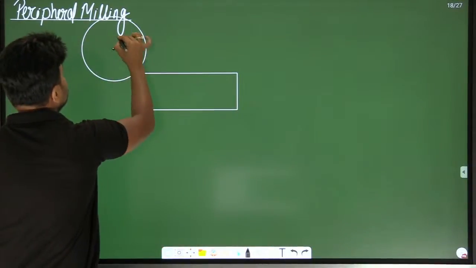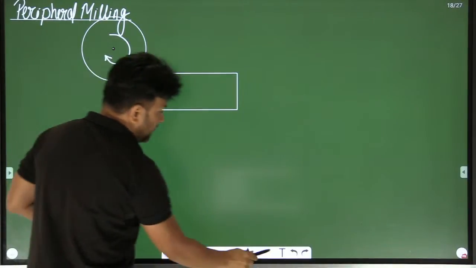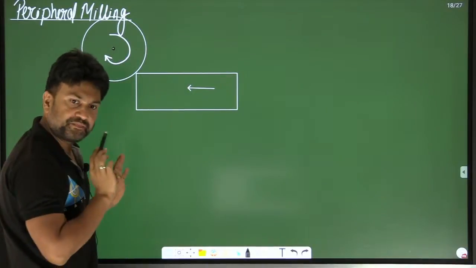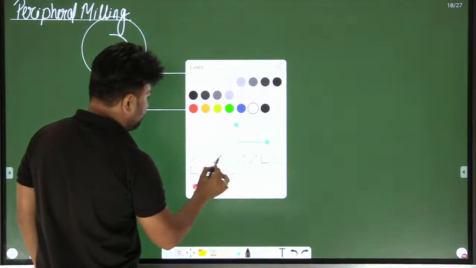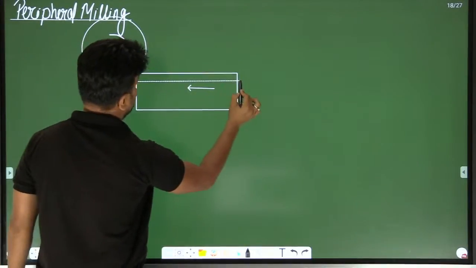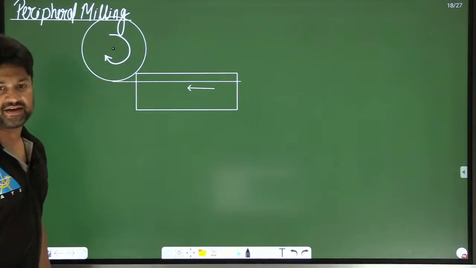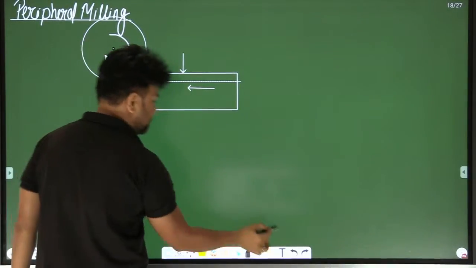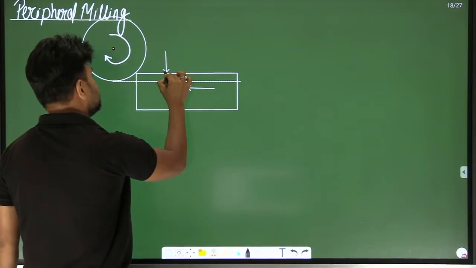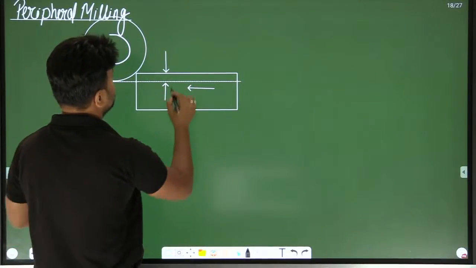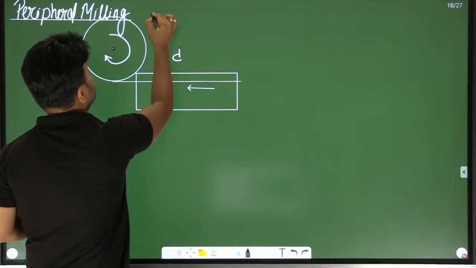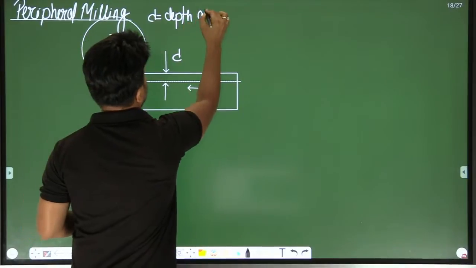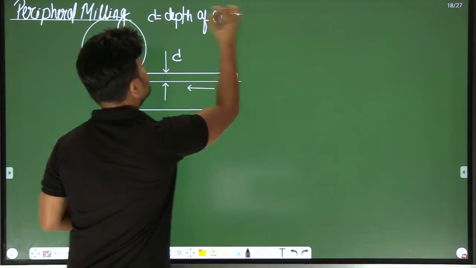Now, the milling cutter is rotating and the workpiece will go toward the milling cutter. You have to cut that much thickness. That much thickness is the depth of cut. So D here is the depth of cut. Am I clear? This is the depth of cut.